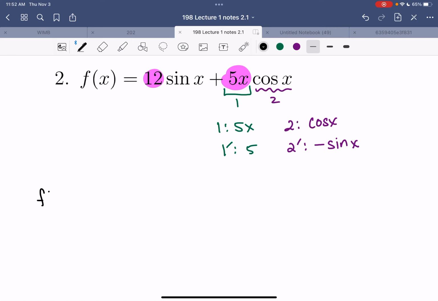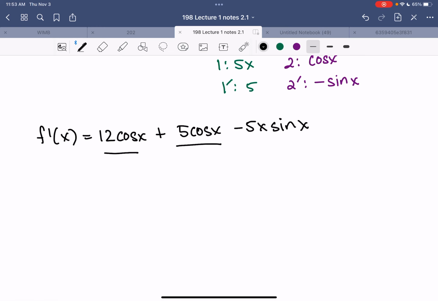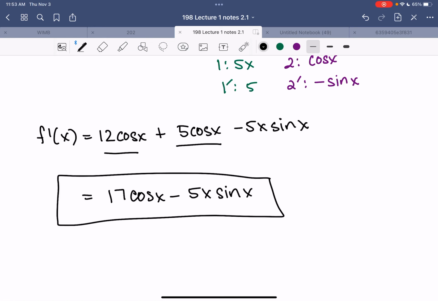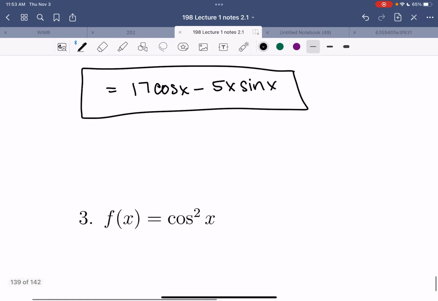So when we put all this together, the first term we leave the 12, and the derivative of sine is cosine x. Plus, for the second piece, we have our product rule, 5 times cosine x plus negative 5x sine x. And then you actually do get two like terms here. So this is 17 cosine x minus 5x sine x. And that's my final answer. Again, no like terms to combine at this point. So we leave it like that.